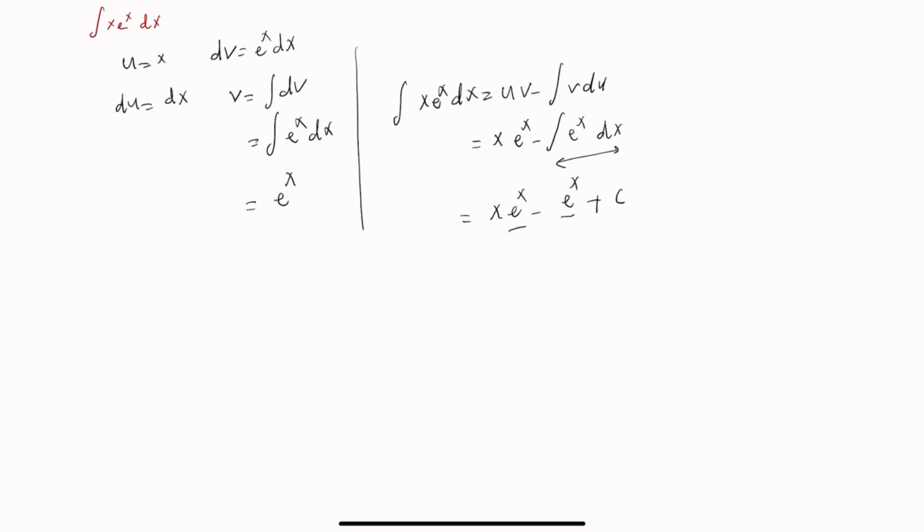Now, notice here, e to the x is a common term, so I'm gonna factor it out. So we have e to the x times x minus 1 plus c. Notice in here, this is exactly the same thing we found from the first way, but this is a lot shorter and it makes the computation easier.